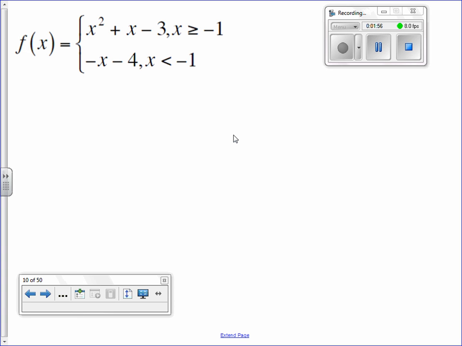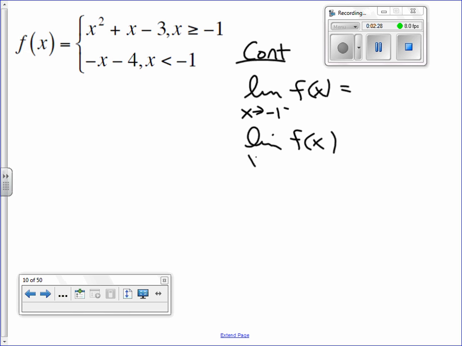complicated. Okay, so first we got to check if it's continuous at -1. So to be continuous, what has to happen? Yes. We got to find a limit. So first we're going to check out if it's continuous at x equals -1. We're going to find the limit of f of x as x approaches -1 from the left. And we're going to find the limit of f of x as x approaches -1 from the right. We're not setting them equal to each other. We don't know that they're equal. They didn't tell us it was differentiable there. They're just asking us, is it continuous?